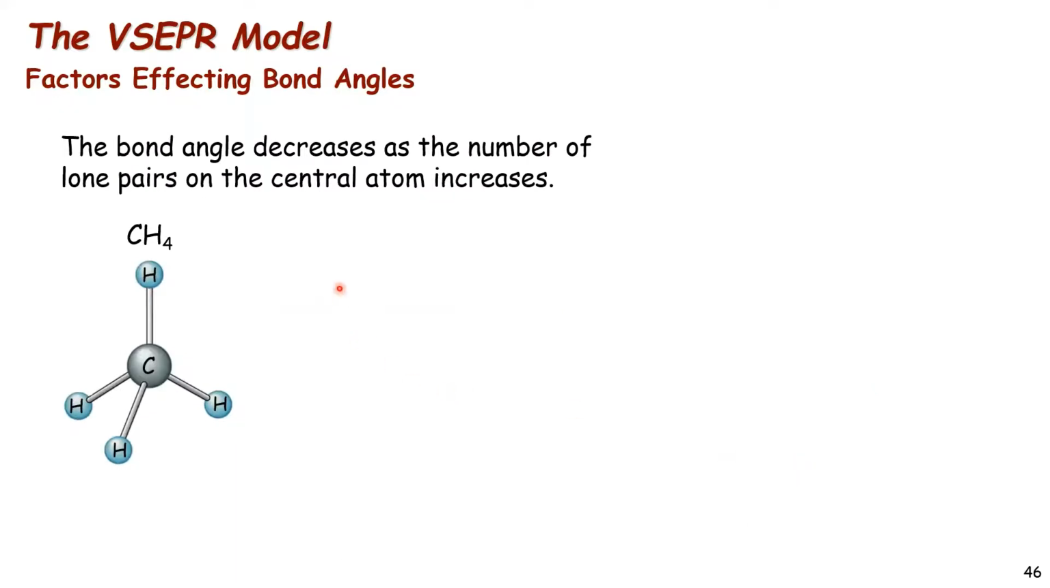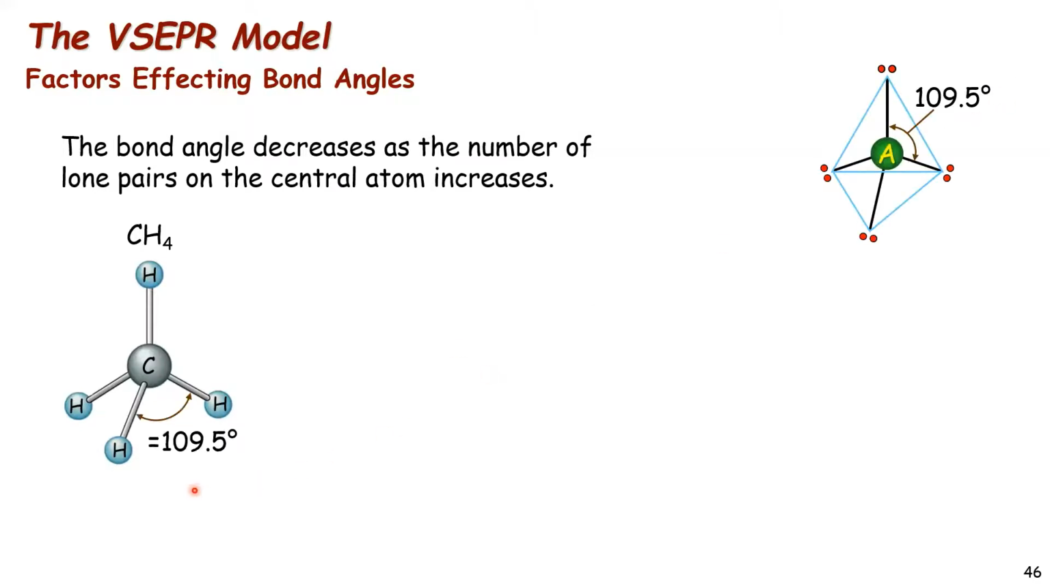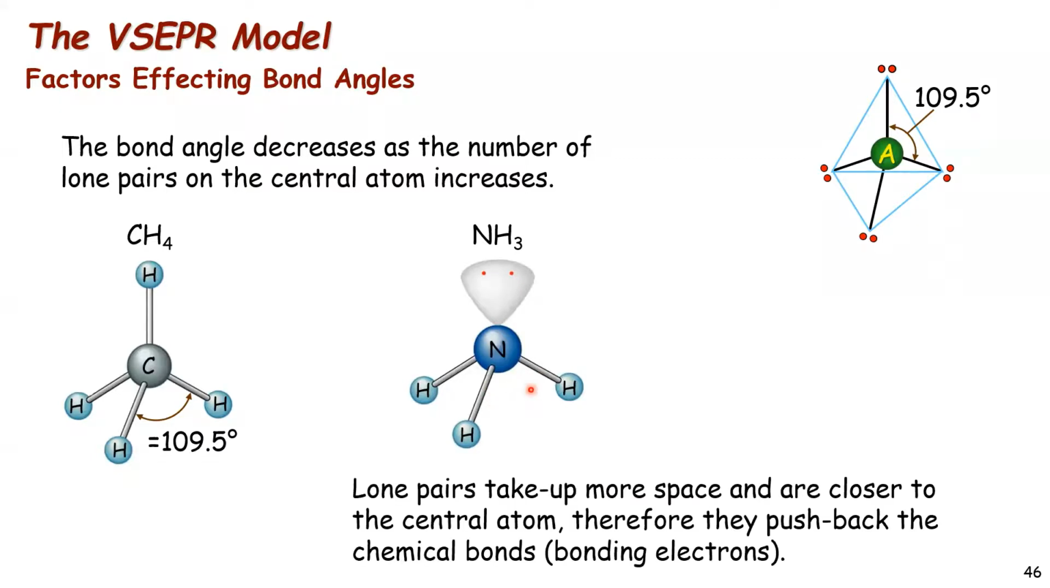So next, let's look at other factors that affect the bond angle. So we've already seen methane, right? And we know that it has an ideal bond angle, of course, of 109.5, and so they're equal to 109.5. But what if we replace one of these hydrogens with a lone pair, like in ammonia? Well, these take up space again, and they sit closer to the central atom than the bonding electrons do, okay? And so they're pushing on these bonds. They're repulsing one another. So it's going to cause this bond angle to shrink. It's going to be less than the ideal bond angle, okay?